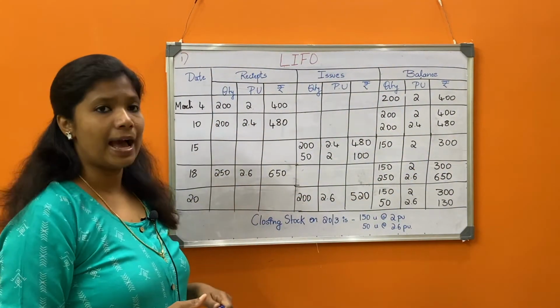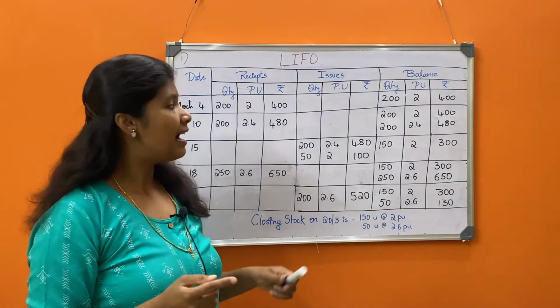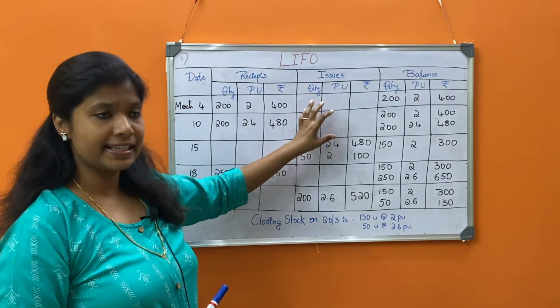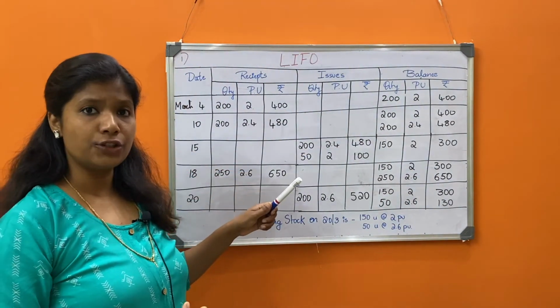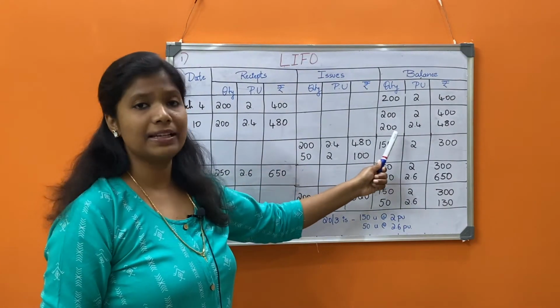Next transaction happens on March 15. Now whether FIFO or LIFO, unless there is an issue, can you observe these two dates? Unless there is an issue, LIFO or FIFO, these two transactions appear the same.